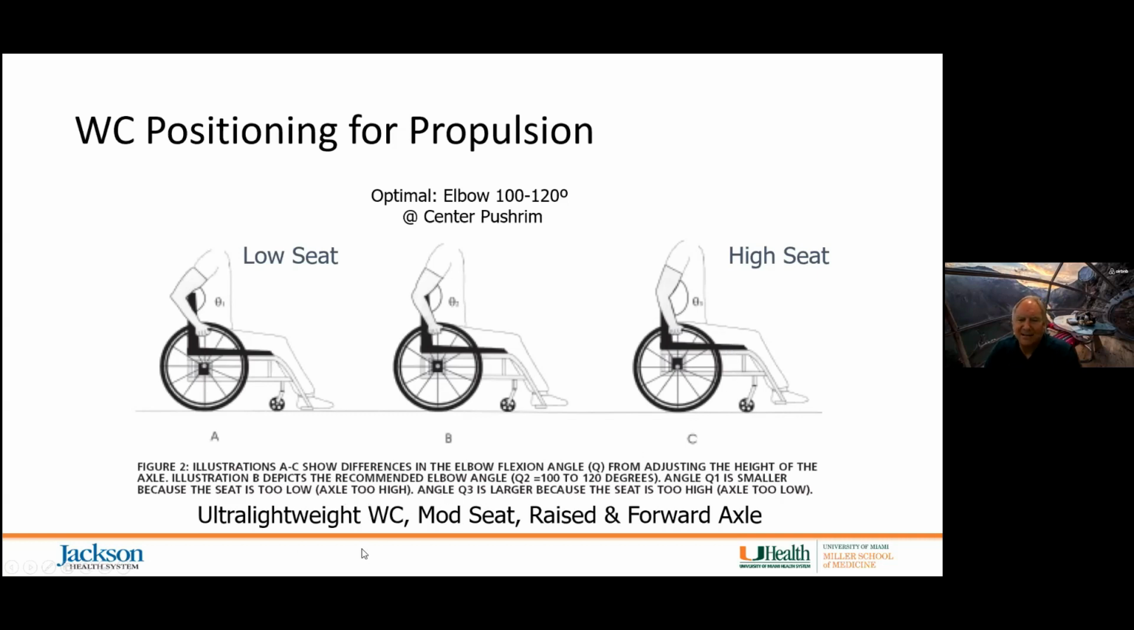So the ideal is to have an ultra lightweight wheelchair. This is for any of our folks with spinal cord injury who are going to be using a manual wheelchair, with moderate seat height and a raised and forward axle. Now, as you move the axle forward on the chair, you increase the tippiness. That is, they're not going to be as stable, but it also allows them to maneuver much easier as we're going through this.